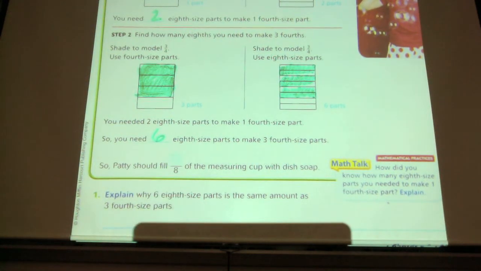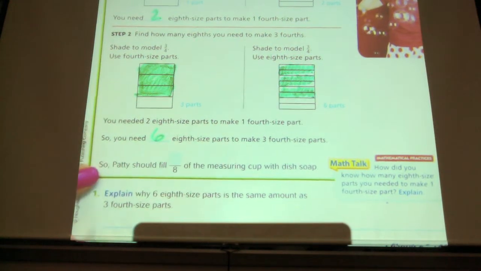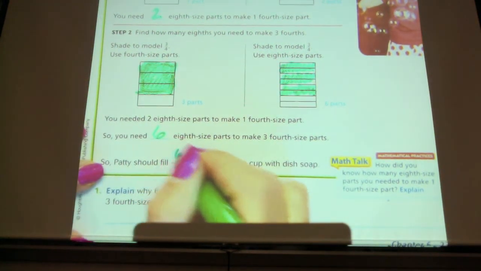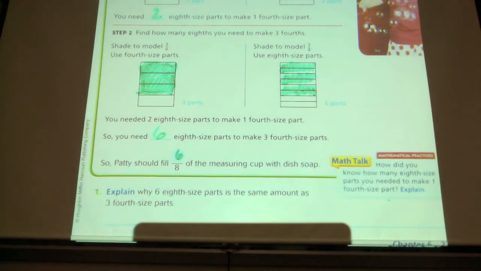What number is going to go on the top of my fraction here? What do you guys have? 6. 6/8. So Patty should fill 6/8 of the measuring cup with dish soap.